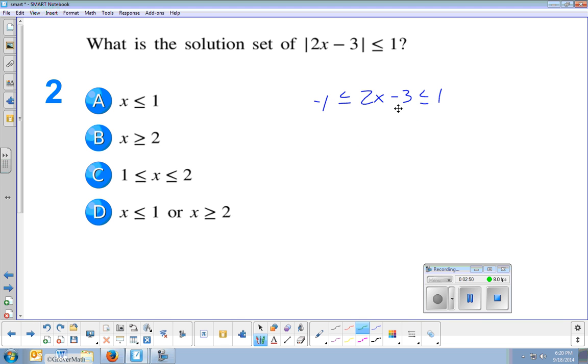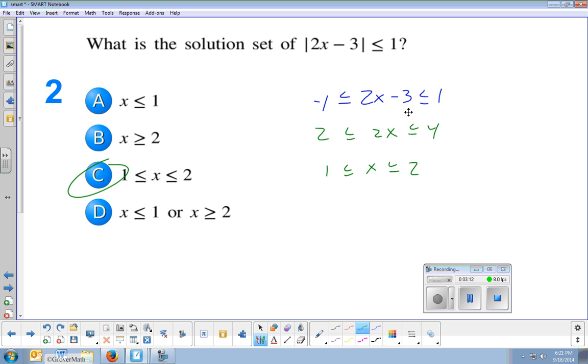And so we're going to add 3 on both sides. So adding 3 everywhere is going to make this 2 less than or equal to 2x less than or equal to 4. And then dividing everything by 2 is going to give me 1 less than or equal to x less than or equal to 2. And so that gives us the answer of C.